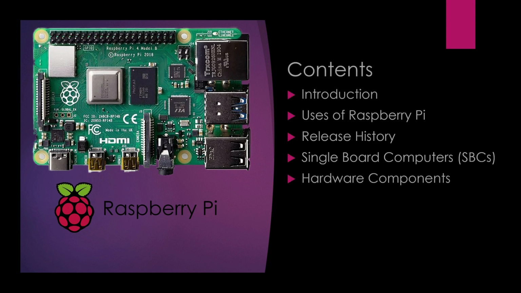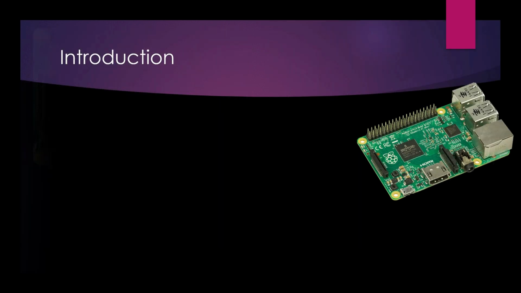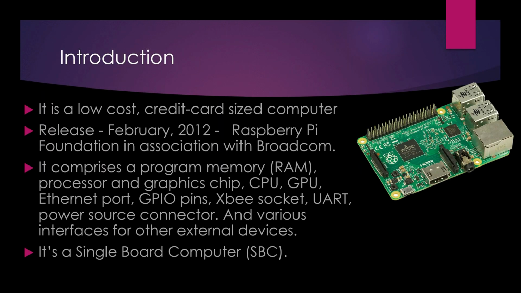After a brief intro of Raspberry Pi, we will get to know where a Raspberry Pi board is used. We will see the models that the Raspberry Pi Foundation has released so far and what single board computers, or SBCs, are. After all this, we will learn about different hardware components on a Raspberry Pi board. Moving to a brief overview of Raspberry Pi, it's a low-cost, fully functional computer with a size comparable to a credit card. That's really small.